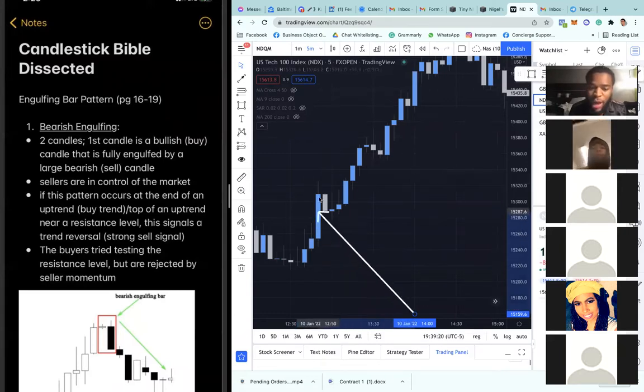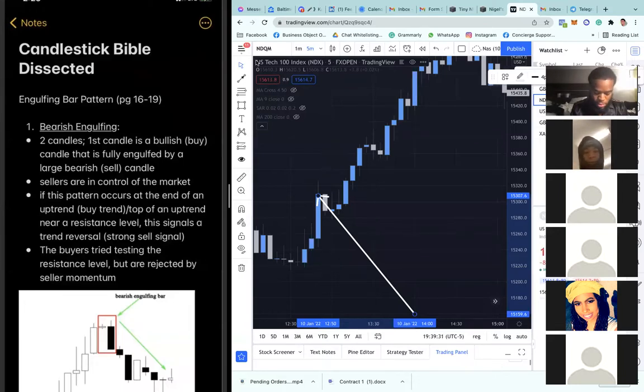What does the top of the rectangle represent? You guys should have this easily. The top of the rectangle, what does it mean? You guys got it. That is where price closed. That's the ending of price.